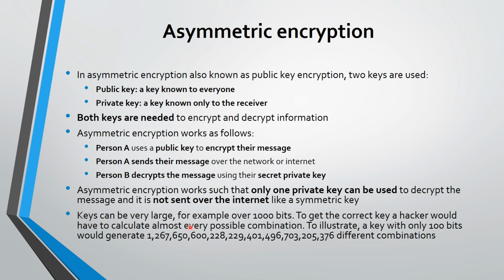So keys can be very large, for example, over 1000 bits. To get the correct key, a hacker would have to calculate almost every possible combination. To illustrate, a key with only 100 bits would generate this much amount of different combinations. So it's a very lengthy thing to decrypt the message through asymmetric encryption.